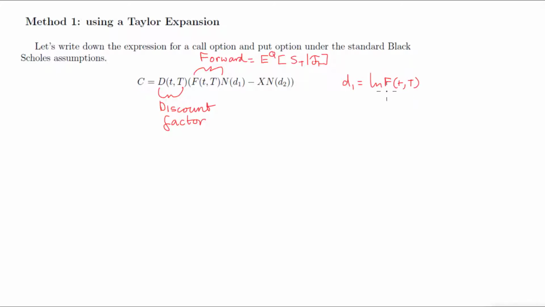d1 equals log of the forward divided by the strike, plus half sigma squared times the remaining time, all divided by the standard deviation of the stock return, which is sigma times the square root of the remaining time. We then subtract the strike, x, times the cumulative normal of d2. We can write d2 simply in terms of d1. It is d1 minus the standard deviation.